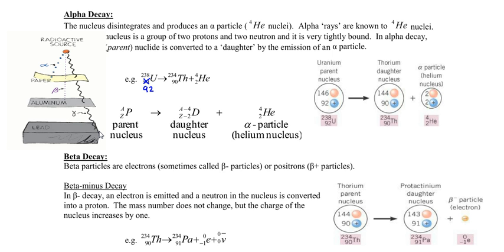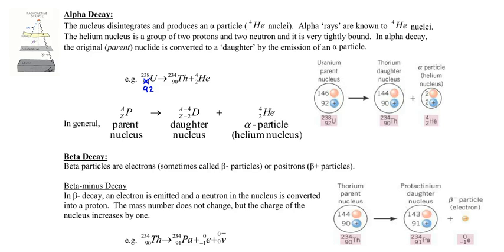Most of the radiation is absorbed by the Earth's atmosphere. However, if you were in an airplane at higher altitudes, you are actually experiencing a higher amount of this radioactivity because you're not getting as much shielding as you would on the surface of the Earth. All right, let's get into alpha decay now.